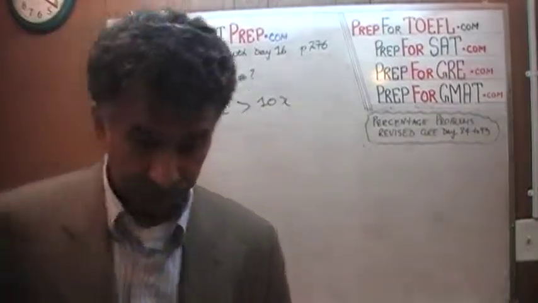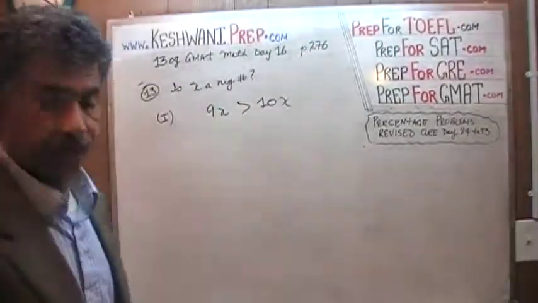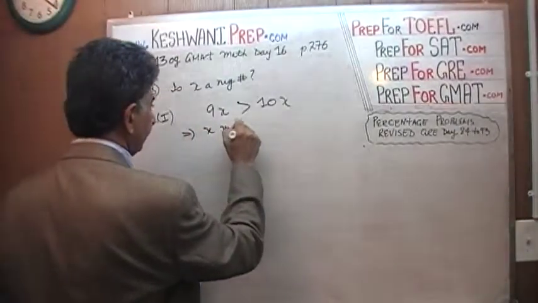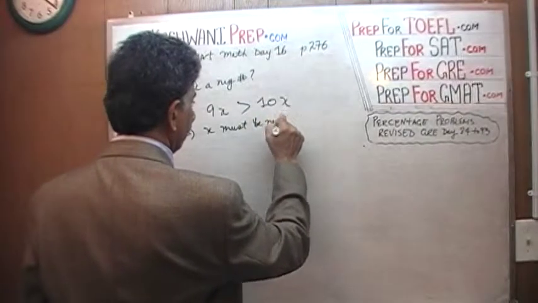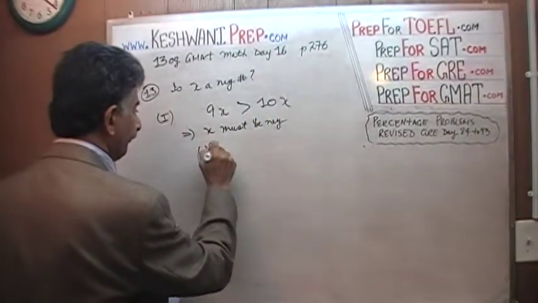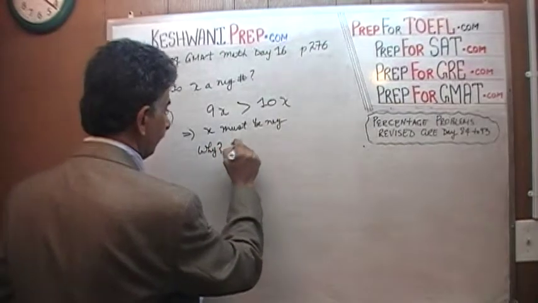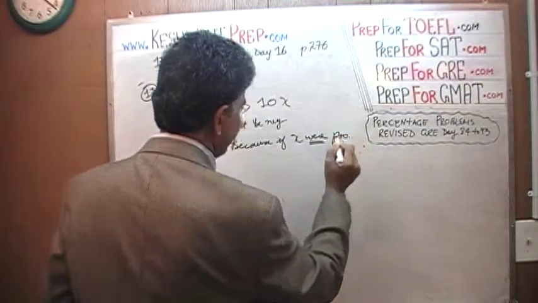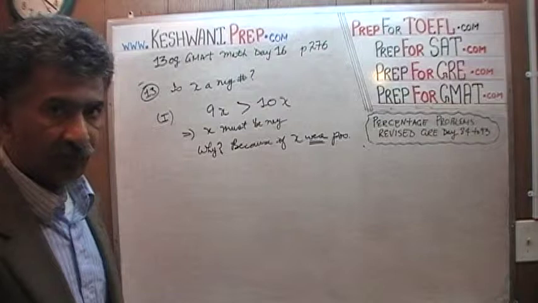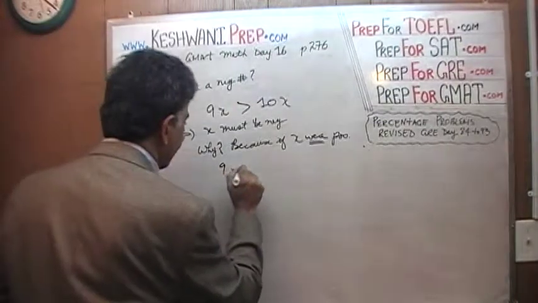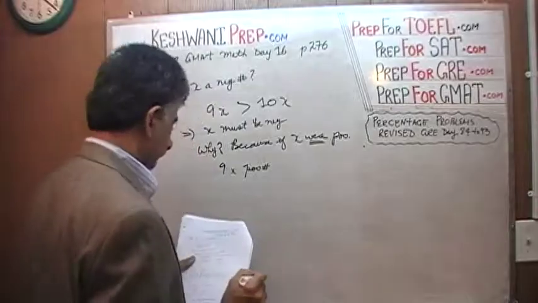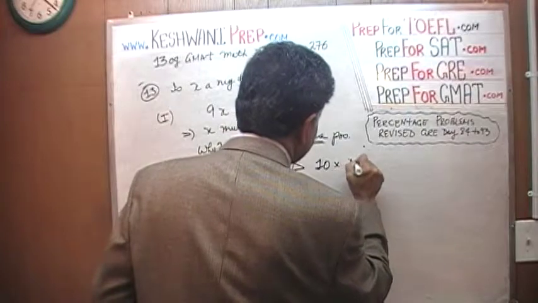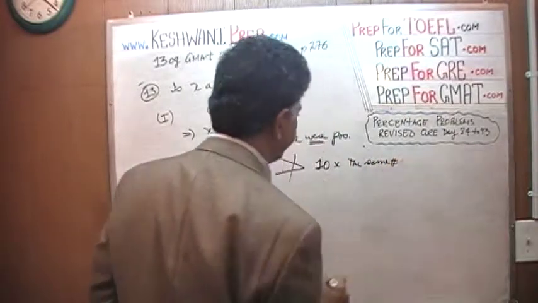Well, if 9 times x is more than 10 times x, then x must be negative. This implies that x must be negative. Why? Because if x were positive, and one is speaking hypothetically, if x were positive, 9 times some positive number cannot be greater than 10 times the same positive number.